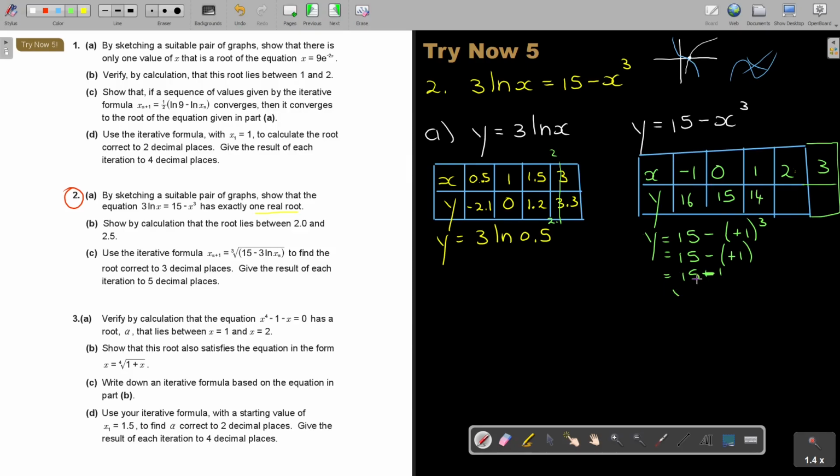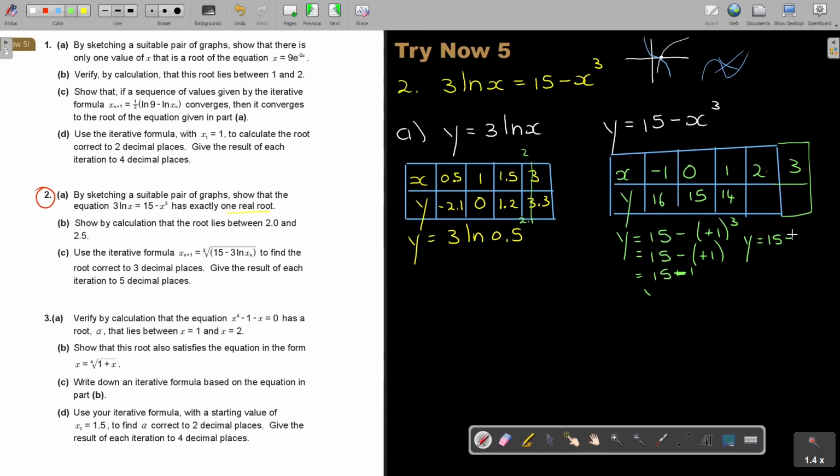Maybe this one I can show you again. So y equals 15 minus 2 to the power of 3. So it's 15 minus 8, and 15 minus 8 is 7. And this is y equals 15 minus 3 to the power of 3. And that's 15 minus, remember 27, and that will be negative 12. Now I can start with my sketch.